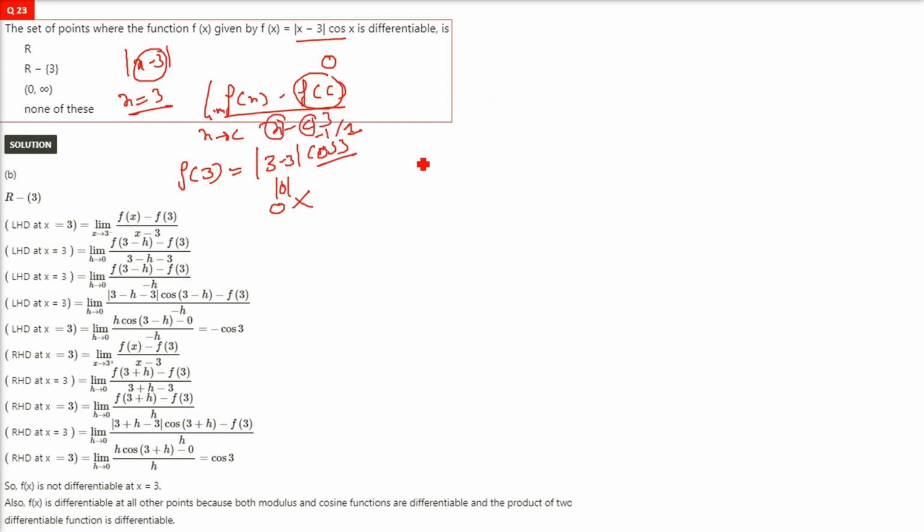Denominator you have x minus 3. So the simplified function which I made is f(x) minus this f(c), which is going to be 0 as I just told you, divided by x minus c, so x minus c is what? 3. So f(x) divided by x minus 3. Alright.